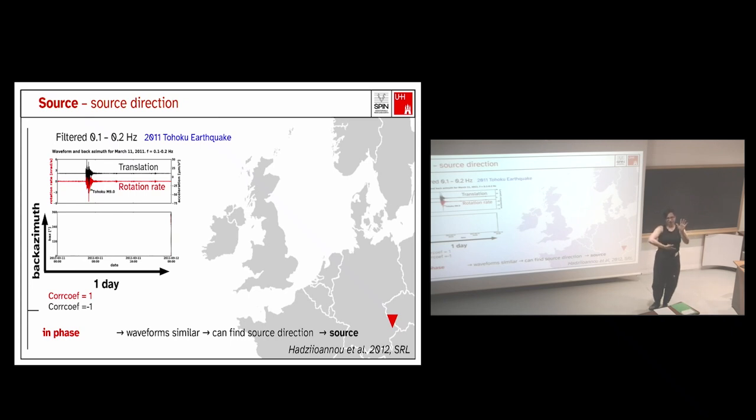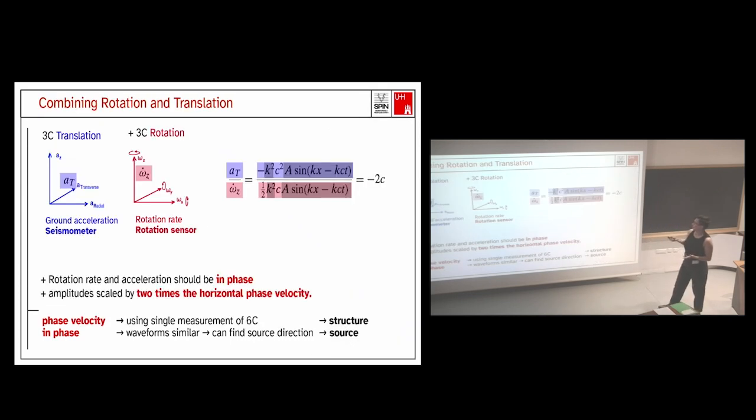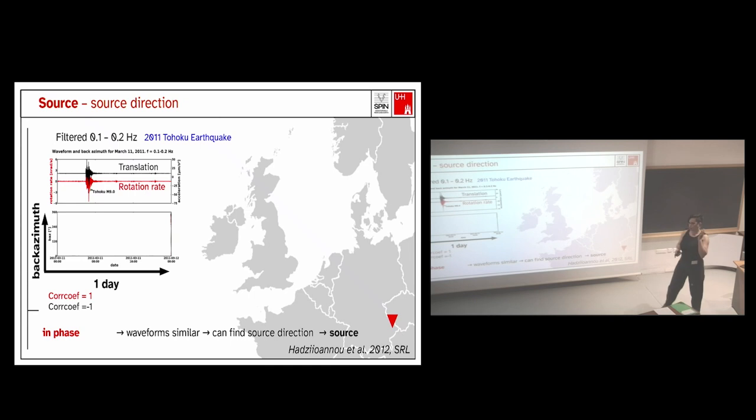So you basically rotate your horizontal components to point at, let's say, north, and then at 90 degrees, and so on. And at each step, you compare the waveform of your horizontal component to the waveform of the rotation. If they line up, if they're the same waveform, that means you're pointing towards the source of those seismic waves.